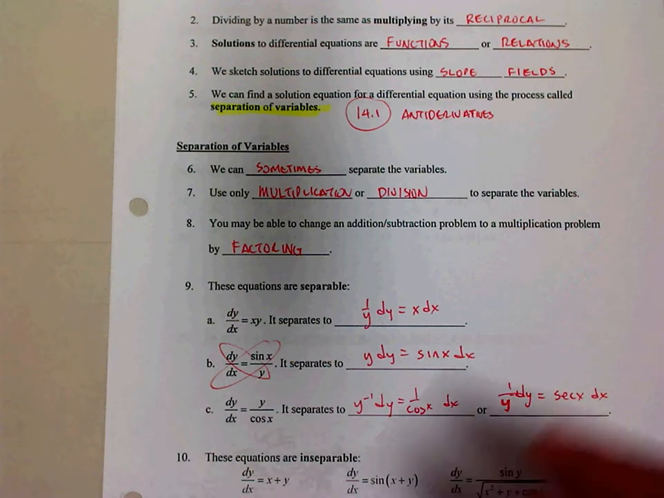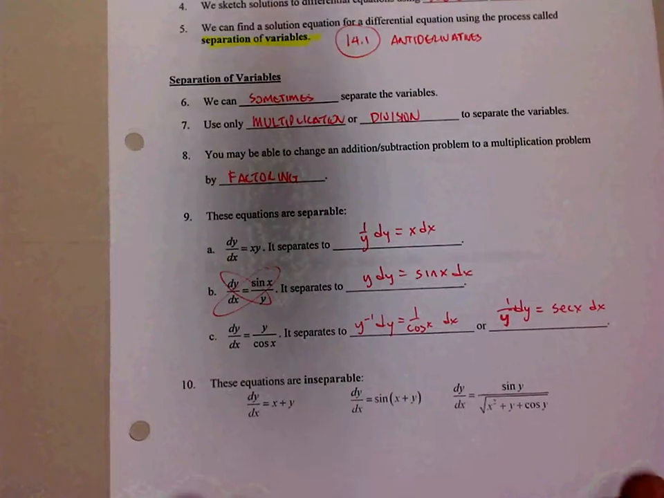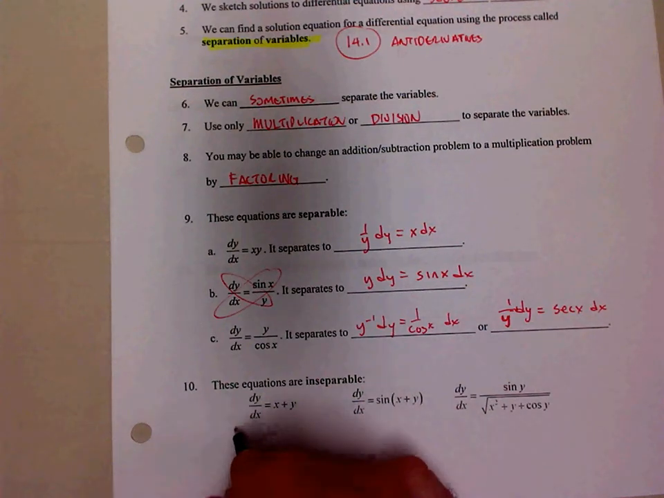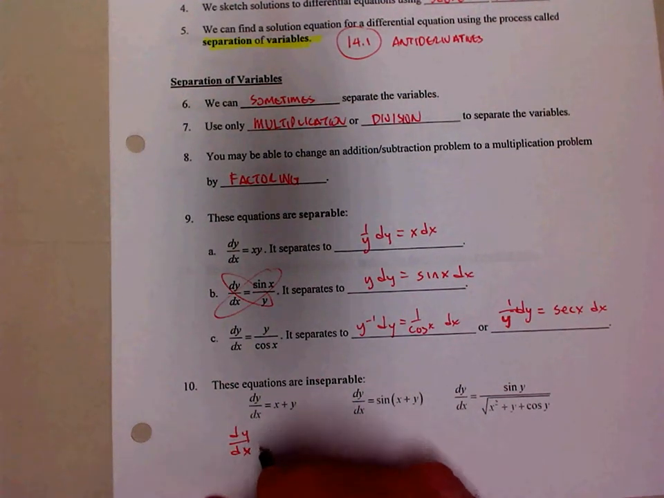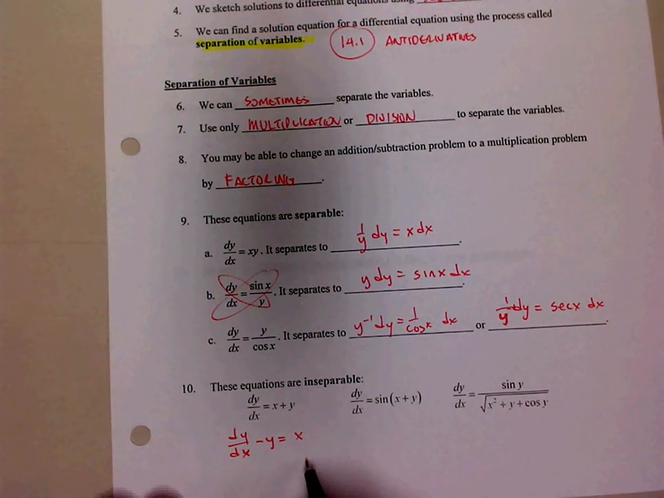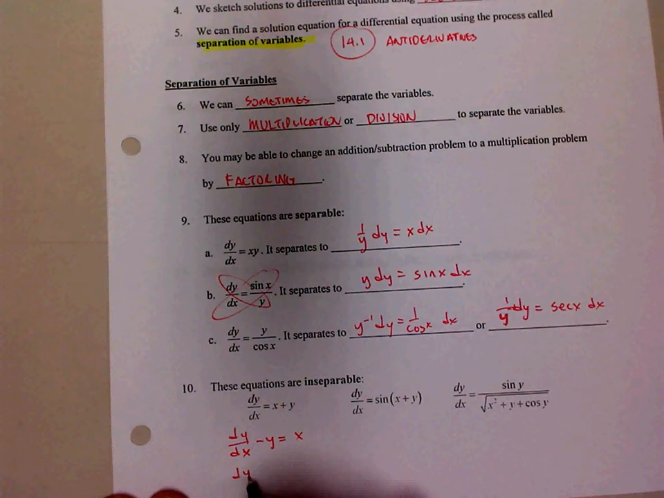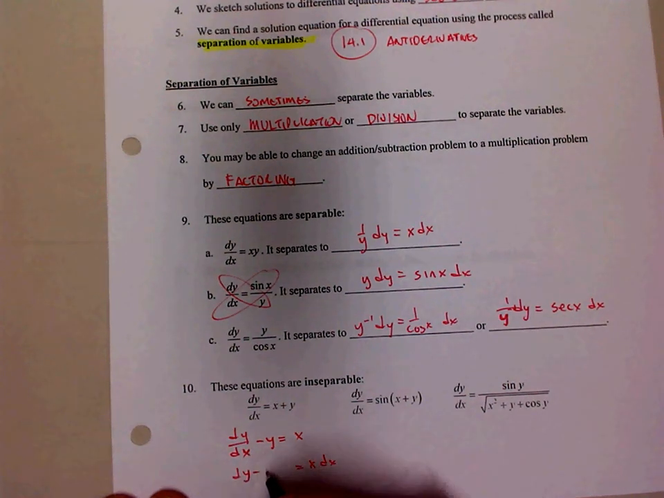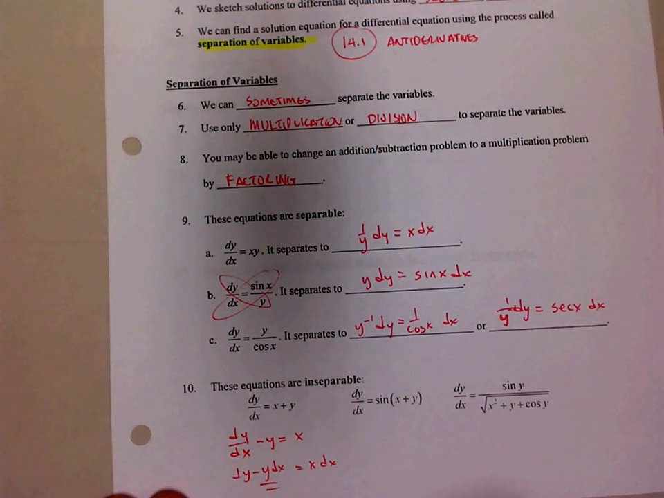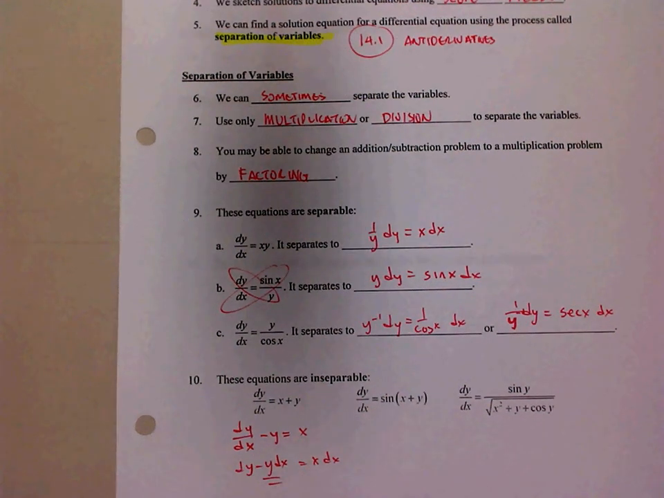Those are separable. Let's look at these guys down below. These are not separable. If we subtracted y from both sides, this will give us dy/dx minus y equals x. Multiplying by dx gives us a problem here. It gets rid of the dx here and moves it over there, but we still have to multiply this guy by dx. If we moved the y over, we keep an x there. Inseparable.